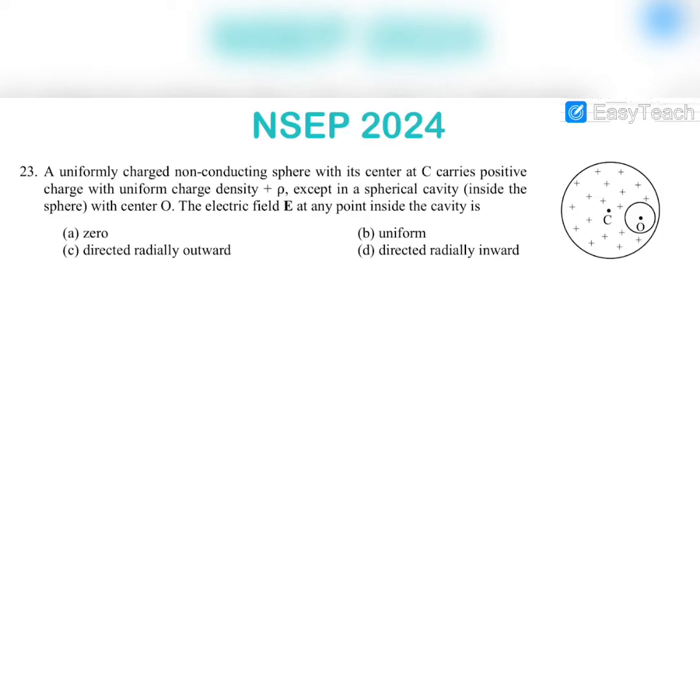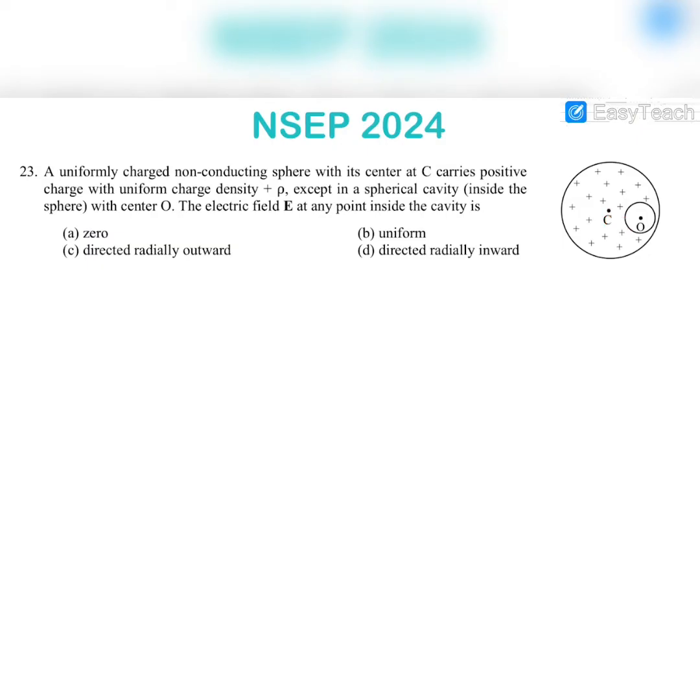In this question, there is a uniformly charged non-conducting sphere which has a cavity like that, and the sphere has uniformly distributed positive charge, and the charge density of the sphere is rho. So there is a spherical cavity here, and the center of the cavity is O, and the center of the bigger sphere is C.